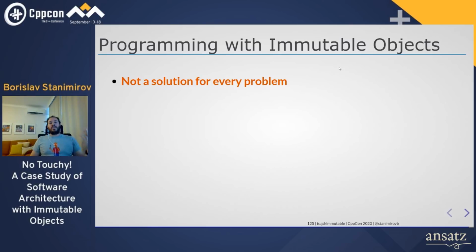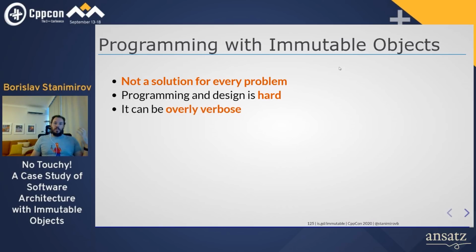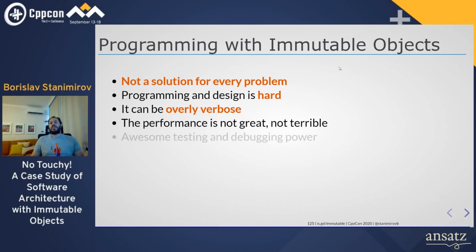And so basically, as a conclusion, programming with immutable objects is not a solution for every problem. We found that programming and design, and especially designing of the states themselves, is really hard. And it can be overly verbose, like you write everything over and over again, but that's not necessarily bad. Like being overly verbose is basically writing your specs in plain English in code. The performance is not great, granted. It's not terrible either, but if performance is absolutely critical for the state changes, that's probably not the way to go. And we're working on improving it.